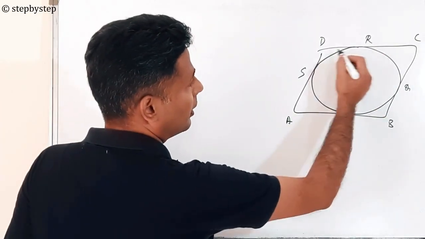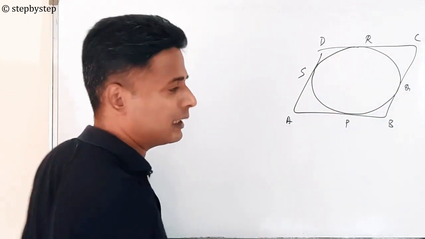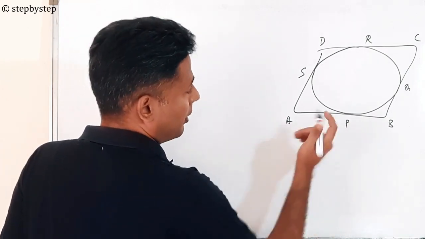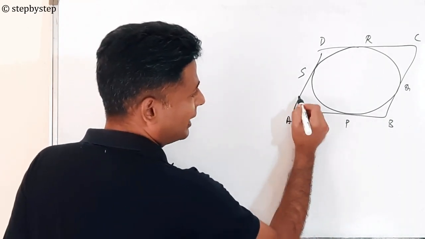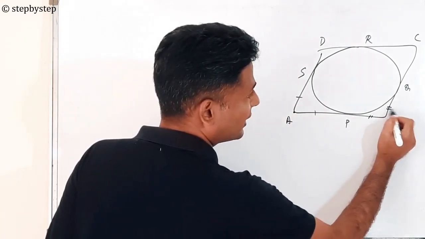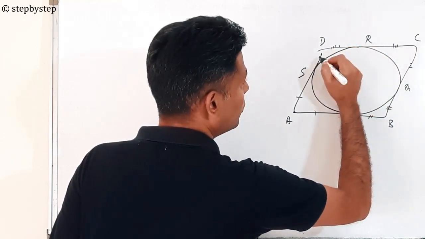They have said a circle is inscribed inside a parallelogram and you have to prove that the parallelogram is a rhombus. Now they have already said it's a parallelogram, but before that what do we have? We have this side equal to this side. Why? Because external point, two tangents. Similarly, this equal to this equal to this, and this equal to this.